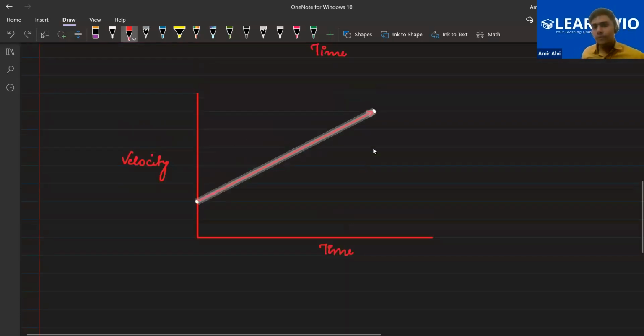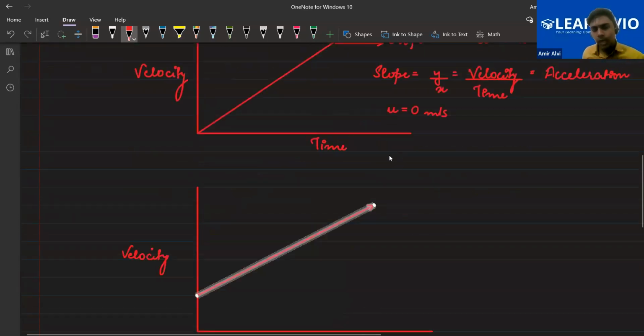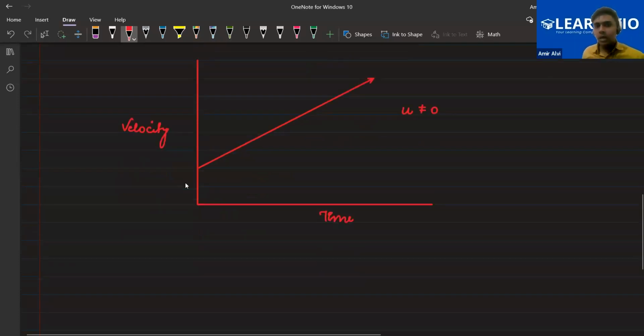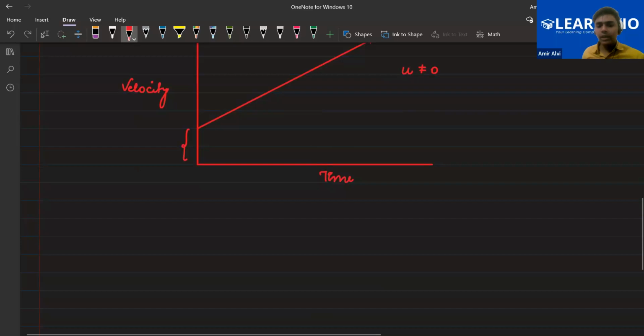Okay, so in this case, everything will be the same, the slope will be the same, it is a uniformly accelerated motion. U will not be equal to 0 in this case, because it is having some intercept. In mathematics, it's called intercept. When you study graphs and straight lines in the 11th standard, you will see this thing. Right now there is no need to think about it.